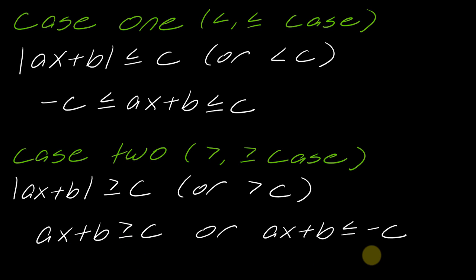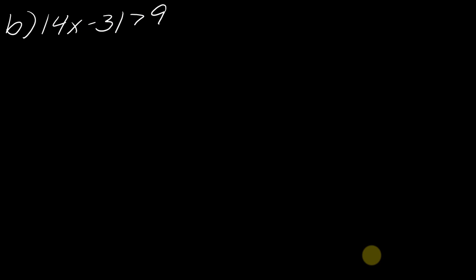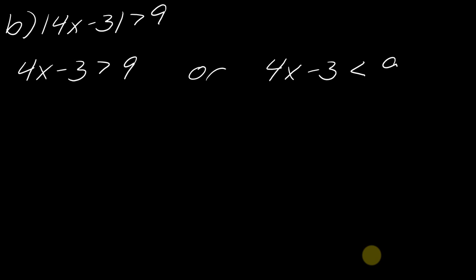We talked about this in detail in the review video, again, if you want to go back and review that. So the setup here will be 4x minus 3 is greater than 9, or 4x minus 3 is less than 9. Oh, less than negative 9, sorry.